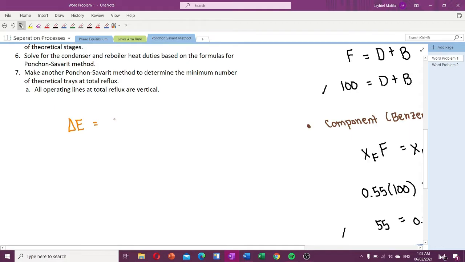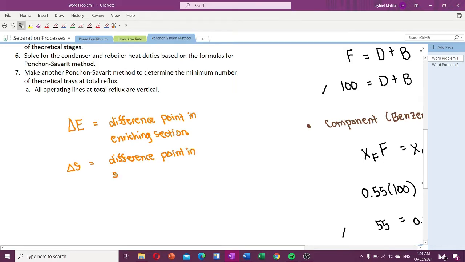So the delta E is called the difference point. It's the label of the point. Difference point in the enriching section. And the delta S is the difference point in the stripping section.